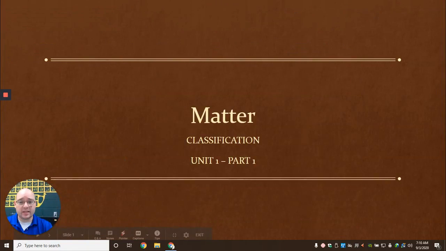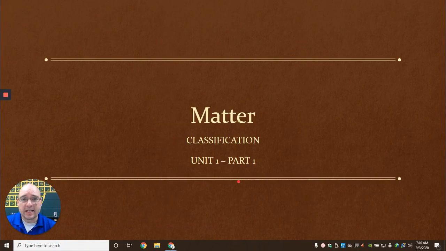So let's go ahead and get started with our classification of matter, what matter is and how we classify it. So you should have your notes handout that you got from Google Drive so you can fill in, whether you printed it off and you're handwriting it or whether you are filling it in on your computer is up to you, but you should have that right now.